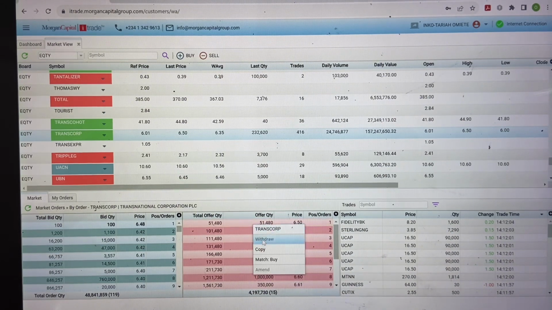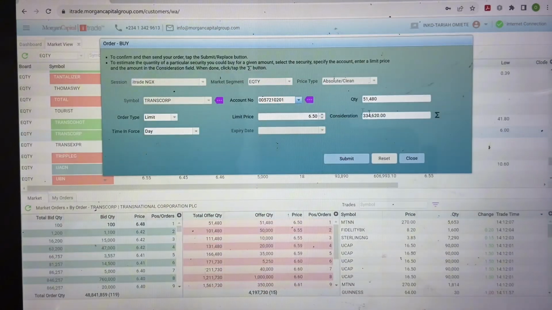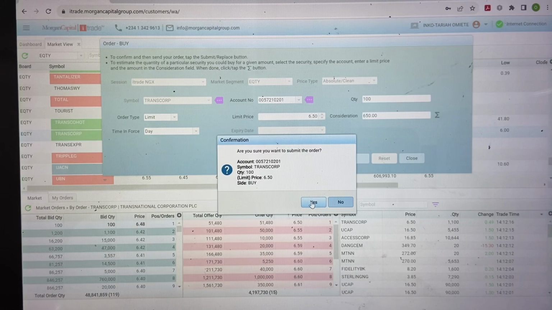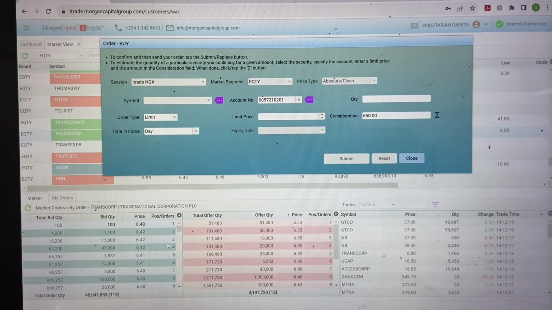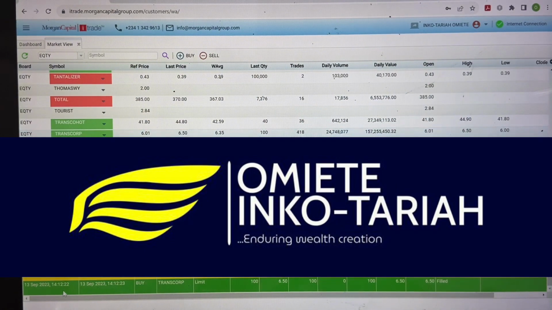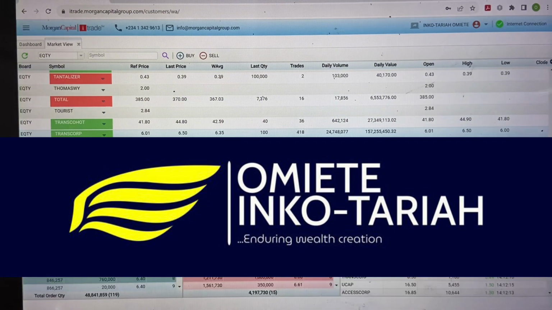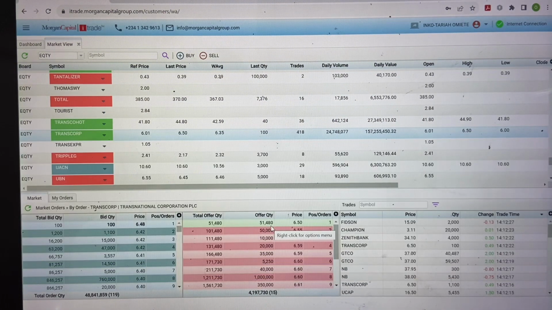Right click on what is on offer, match buy. Now it's 650 as you saw here, and then change the quantity to 100 units or whatever quantity you want and submit. This automatically sells to you. So you say yes, and then it goes. You see, it has turned green straight away. That's how to buy immediately you get on the floor of the exchange if you want to avoid any form of delays and eventually miss out.